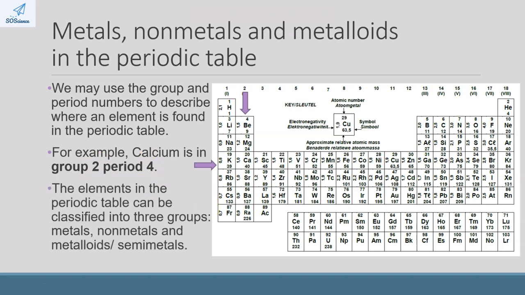The elements in the periodic table can be classified into 3 groups: metals, nonmetals, and metalloids or semimetals. Now, you may call metalloids semimetals, you can call semimetals metalloids. Those words are interchangeable, but you obviously need to be familiar with both.